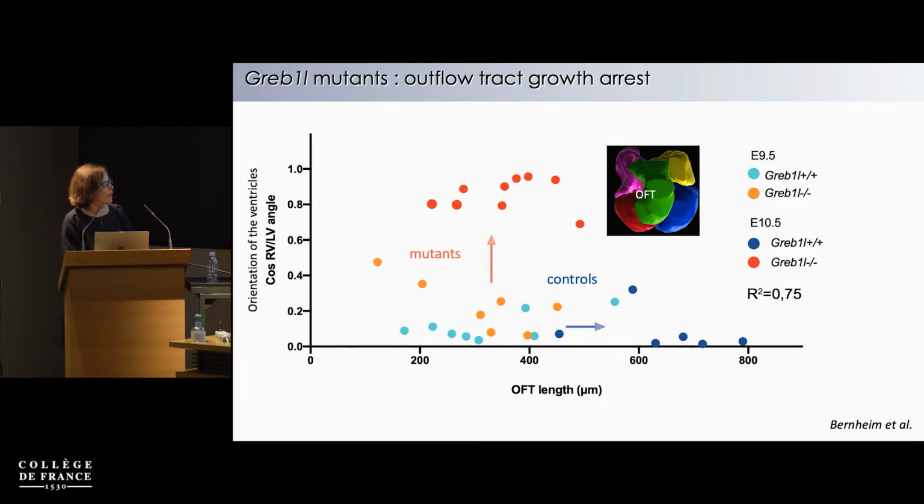And when the embryo grows, you have in particular a growth of the outflow tract length, which is associated with the maintenance of the ventricular position. But in the mutants, at E9.5, they start in a position which is very similar to the controls. But between 9.5 and 10.5, there is a complete arrest of the growth of the outflow tract. And this correlates with the change in the ventricle position with a very high coefficient.